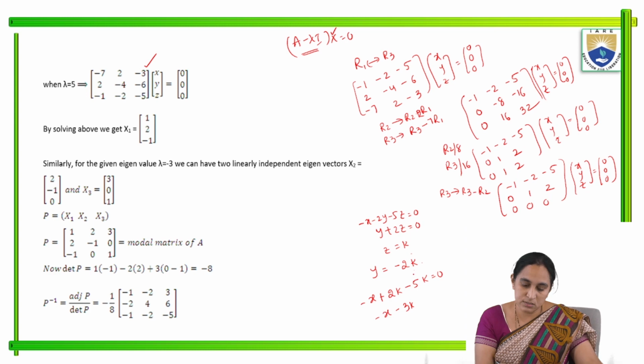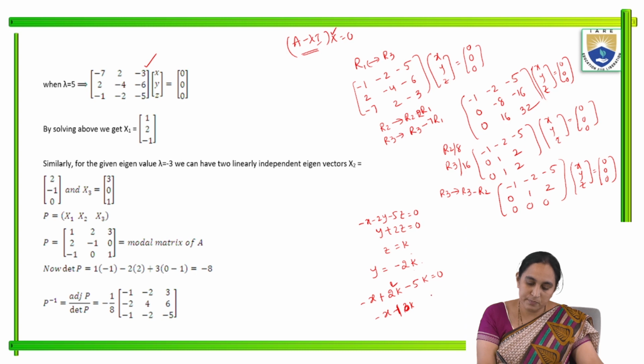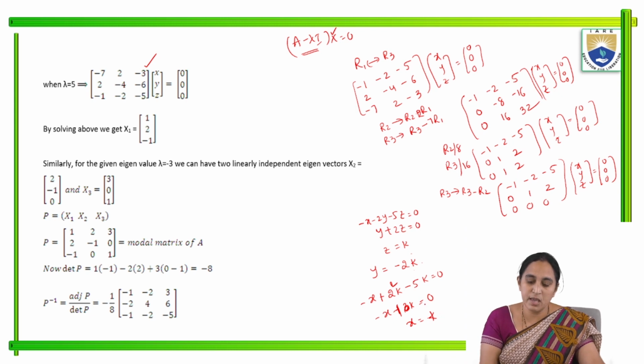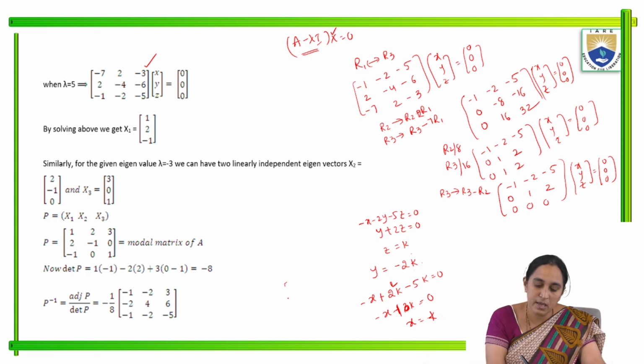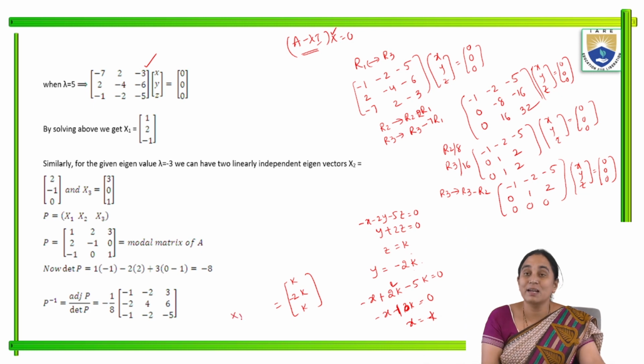And what about this? 2 into 2k, right? Here 2 into 2k, that means plus k. This is minus x is equal to k, that is x is equal to k. Here x is equal to k and y is equal to minus 2k. X is k, y is minus 2k, and z as k. This is one eigenvector x1.